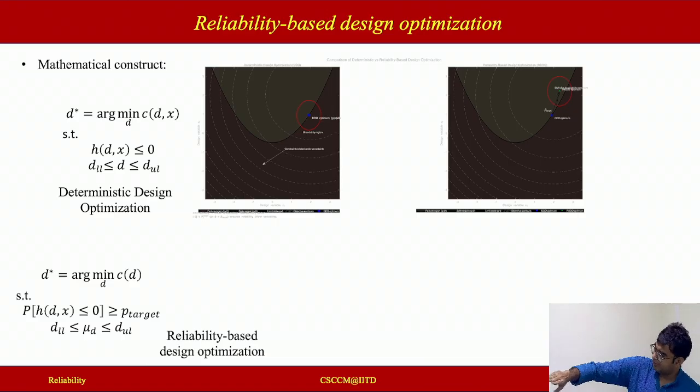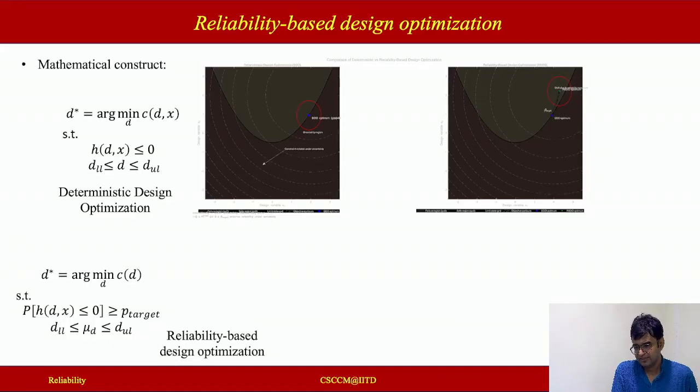The left top that you see on the screen, that is the deterministic optimization, DDO, deterministic design optimization, where you try to minimize the costs subjected to certain deterministic constraints. For example, the stress should not exceed some threshold, the maximum displacement should not exceed certain threshold, and so on and so forth, right? That is a deterministic setup.